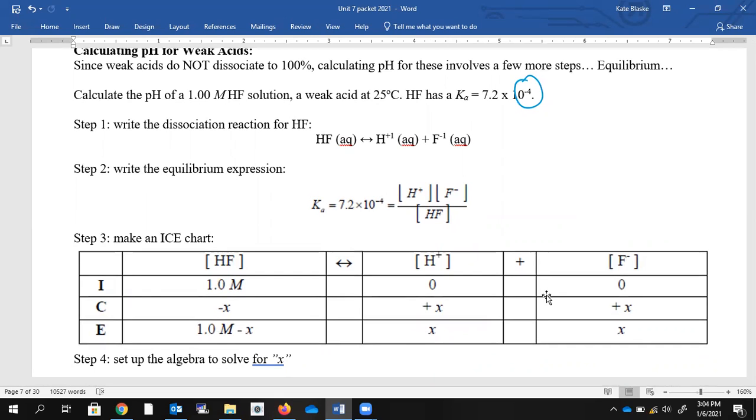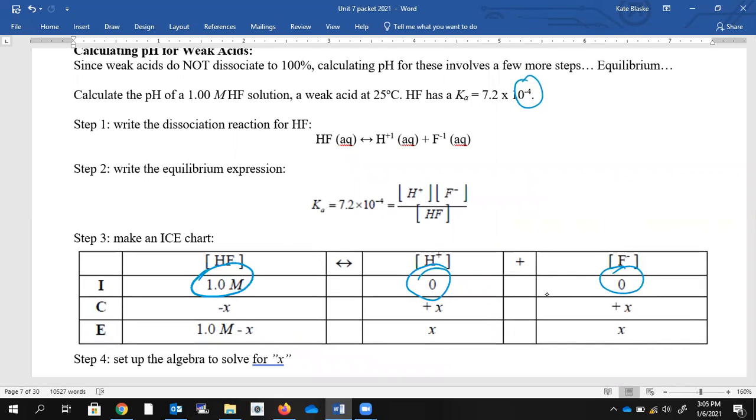Once we have all of that set up, we can set up our ICE chart. They said we have a 1 molar hydrofluoric acid solution. So that solution starts off initially on the I line with the concentration of the acid. Initially, at the very beginning, none of it has dissociated into H plus and F minus. Again, the nice thing about this is that these reactions for acids and bases are always only going to have a coefficient of 1. So we are not going to have exponents. We're not going to have 2x's or 3x's or anything. We just need to keep track of our pluses and minuses.